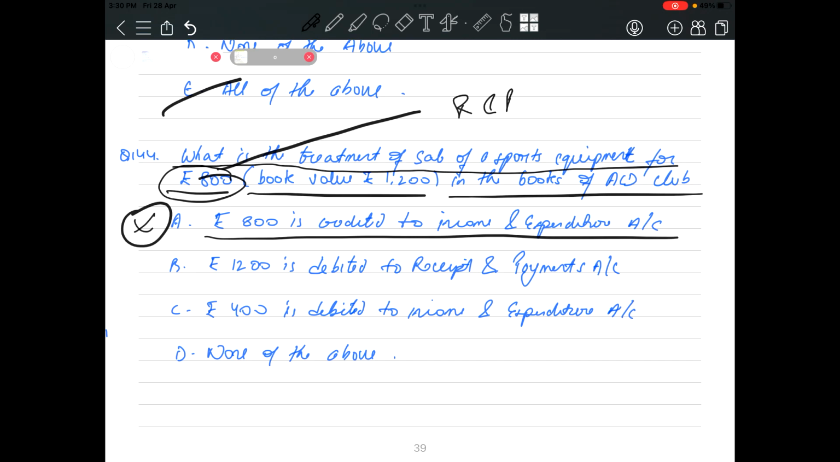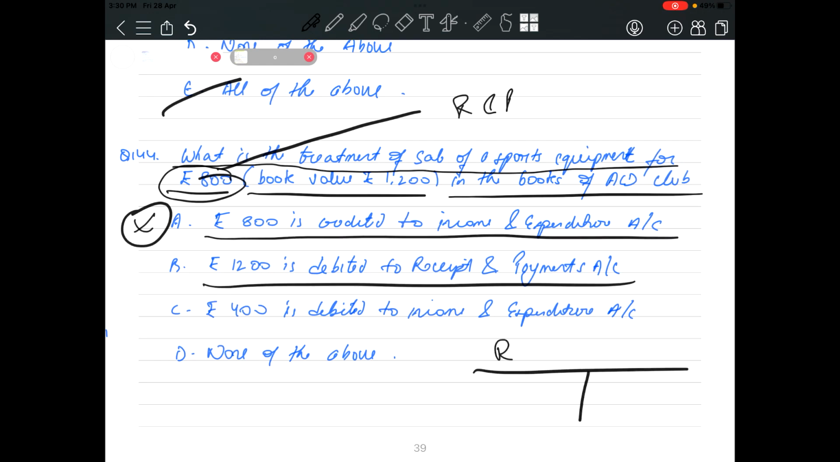Point number B, 1,200 is debited to receipt and payment account. Debit means on the receipt side. Will this come on the receipt side? No, because the money which we are receiving is only 800 rupees. The actual cash is 800 rupees. So this option is also not valid. Point number C, rupees 400 is debited to income and expenditure account. None of the above. Okay, now let's try to understand this.